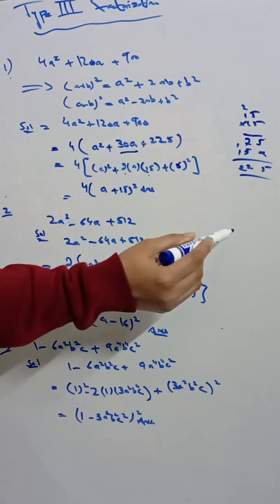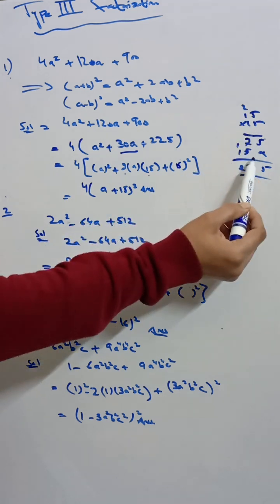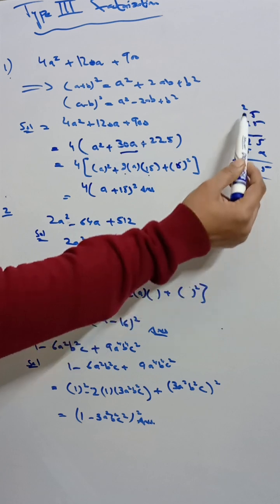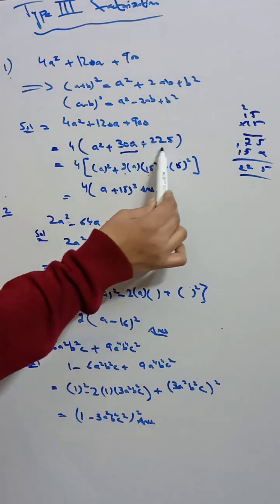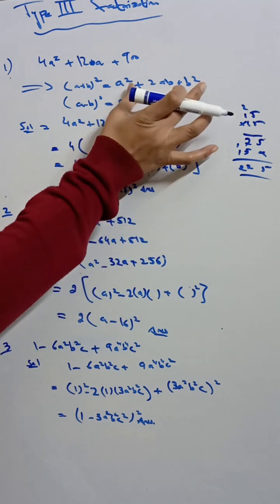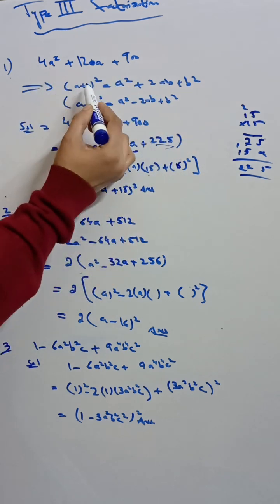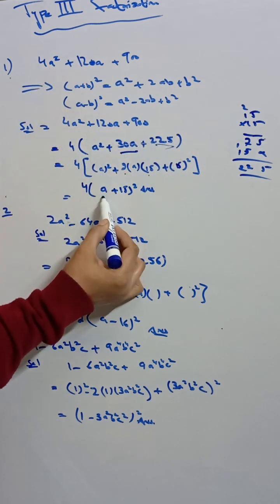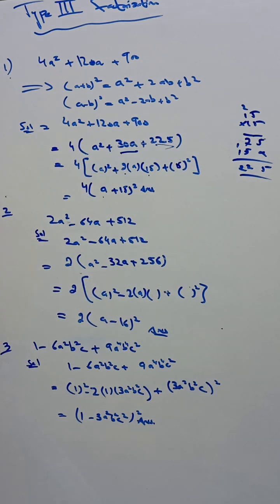I have done it separately: 5 5s are 25, and so on, and the answer is 225. So 225 is the square of 15. You got it? Now it becomes our right hand side, and we have to convert it into the left hand side. So it becomes A plus B. What is A here? A. What is B here? 15. A plus 15 whole square is the answer. 4 will remain the same. I hope you understand that.